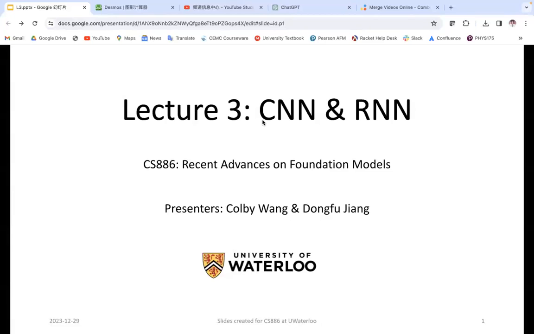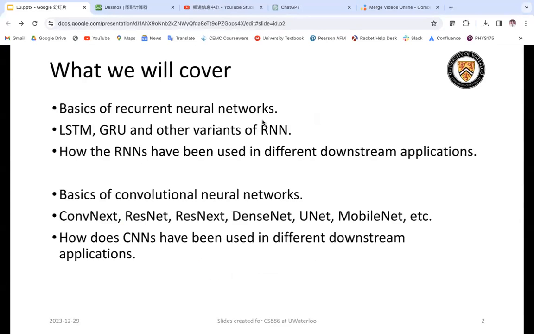Today is lecture 3. We'll be discussing convolutional neural nets and recurrent neural networks. First, let's see what we'll cover. We will be discussing basics of recurrent neural networks, and then we will talk about two variants of RNN, namely long short-term memory and gated recurrent unit. And lastly, we'll be discussing how the RNNs have been used in different downstream applications.